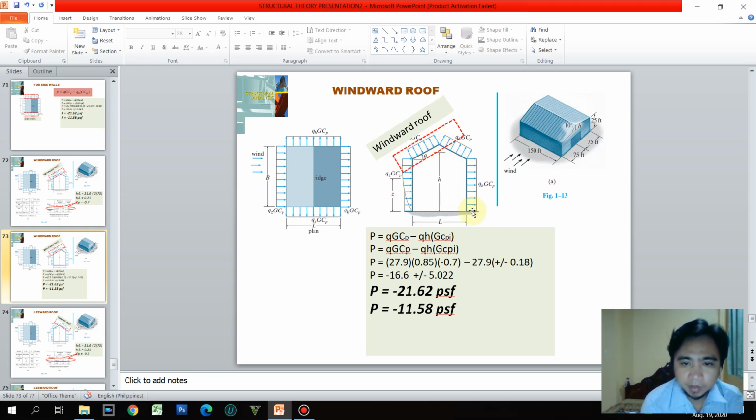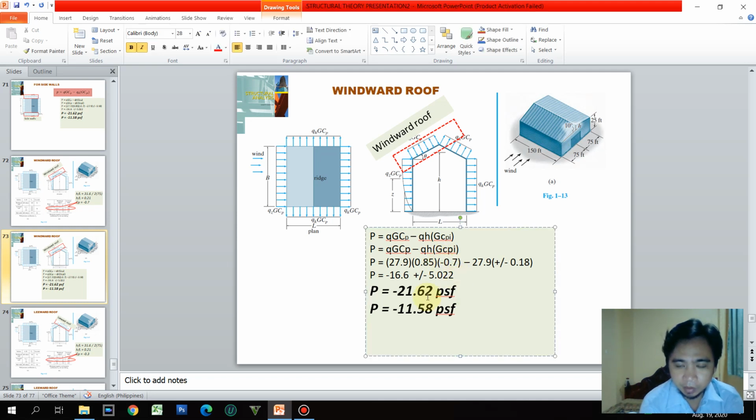Again, we apply the formula. It only varies with this CP value. So it so happened that it is similar to the side walls here. We have an upper limit of negative 21.62 PSF and negative 11.58 PSF.